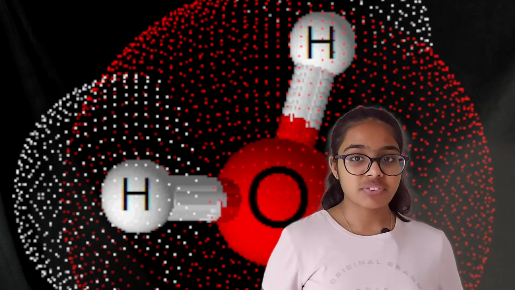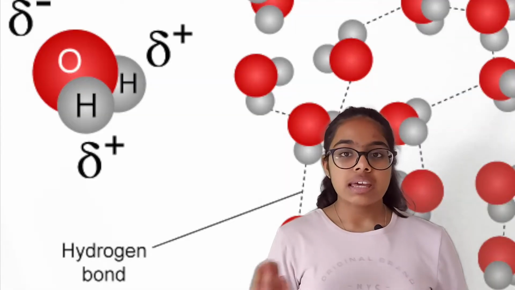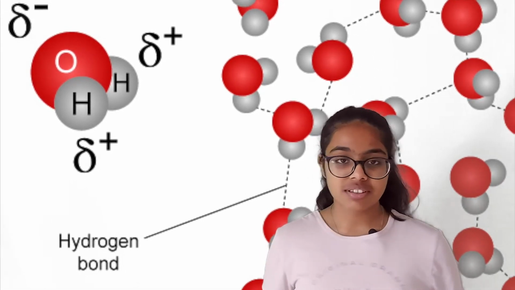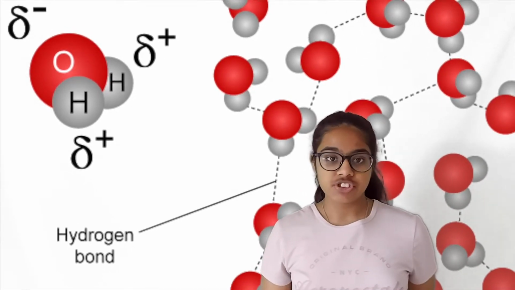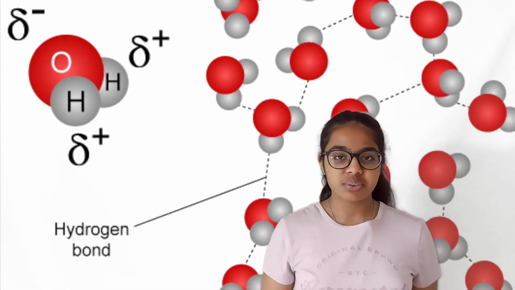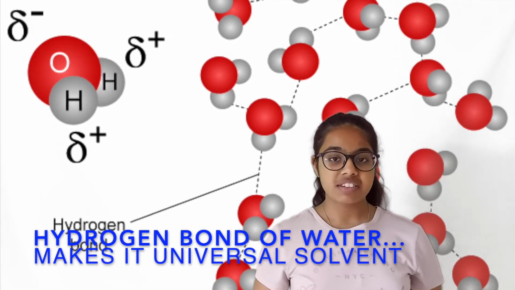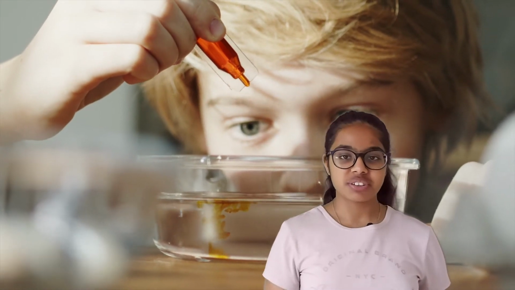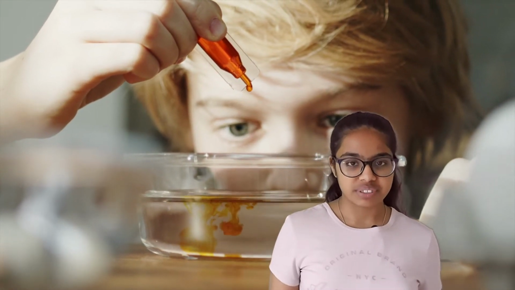Due to the positive hydrogen and negative oxygen, water makes bonds with four other water molecules. Oxygen makes a bond with the hydrogen of another water molecule. This is known as hydrogen bonding. This property of water makes it a universal solvent. Its extensive capability to dissolve substances has earned it the designation of the universal solvent.